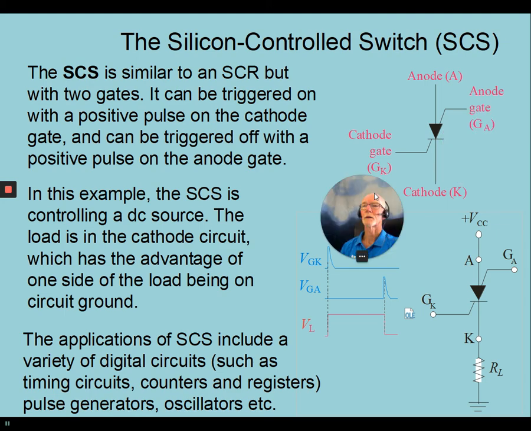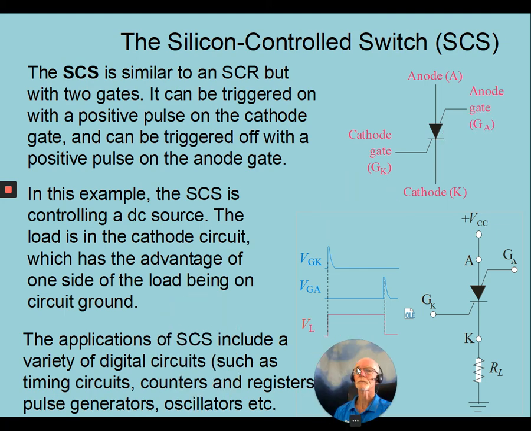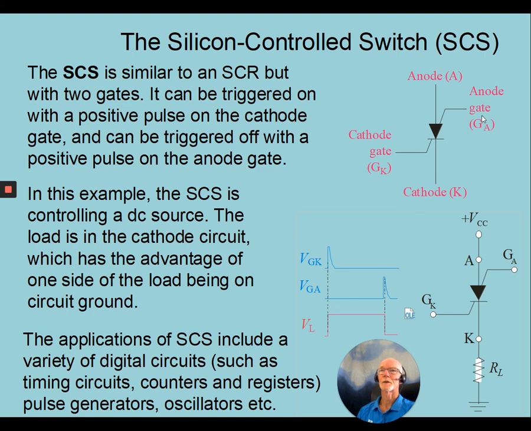A silicon control switch is similar to an SCR, except it has two gates, an anode gate and a cathode gate. The advantage of the silicon control switch is that we can turn it on and turn it off. So we can use it in a DC circuit, and we can turn it on and turn it off by applying a pulse to the different gates.